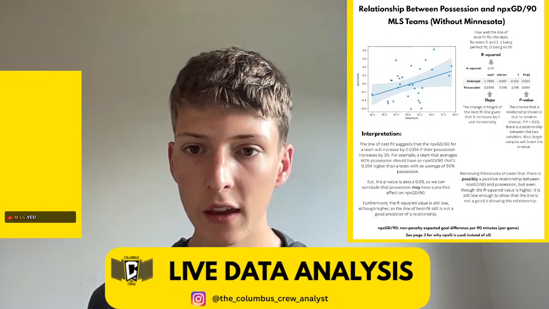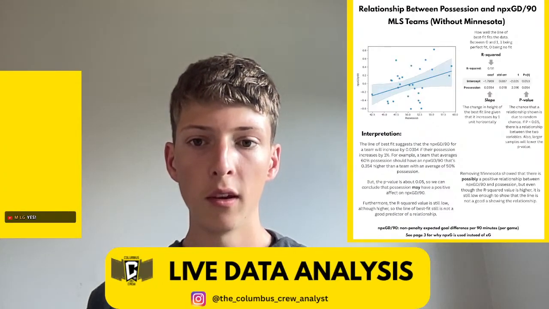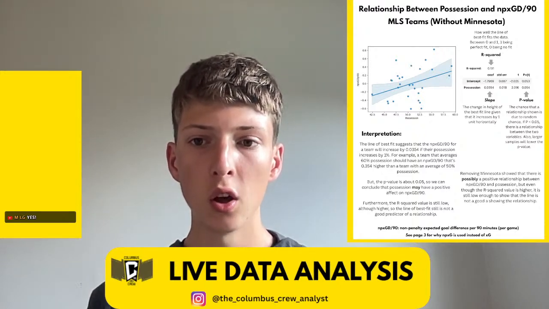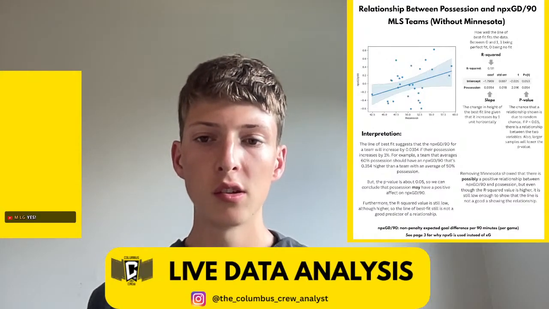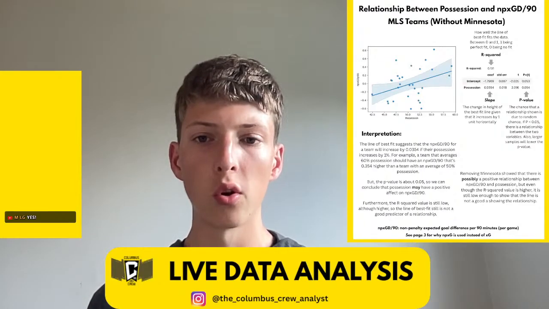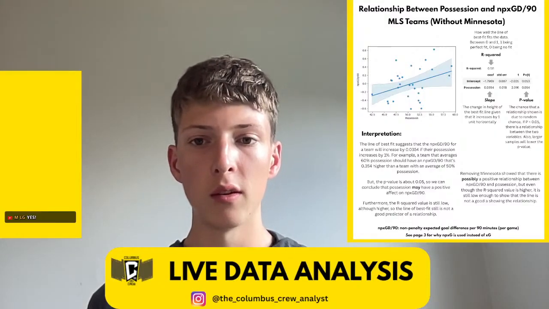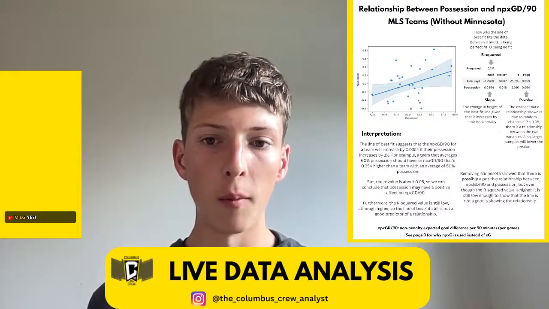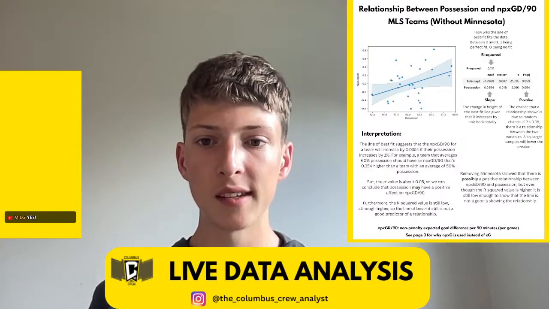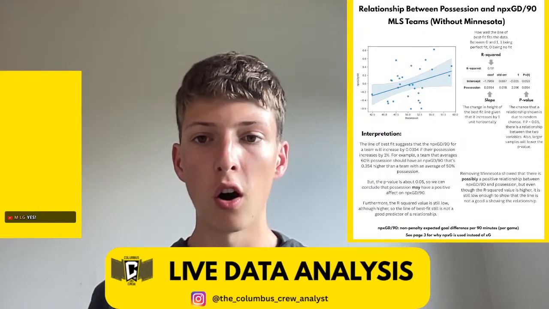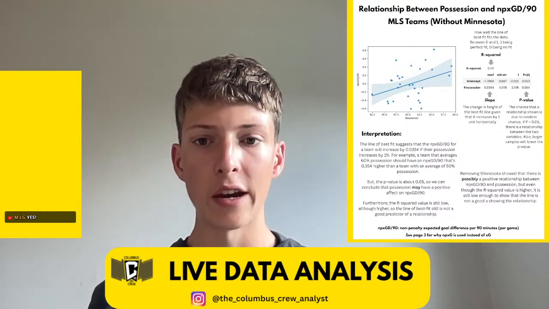So, since there may be a positive effect, if we look at the slope this time, it's 0.0354. So an increase of 1% of possession should correlate to an increase of 0.0354 in non-penalty xG difference per 90. And so basically what that means is if you have a team that has 60% possession, they should have, per game, 0.354 non-penalty xG higher than a team with 50%.